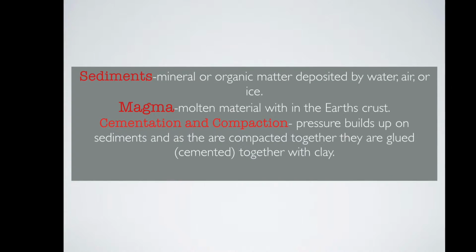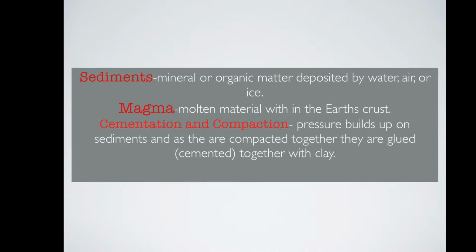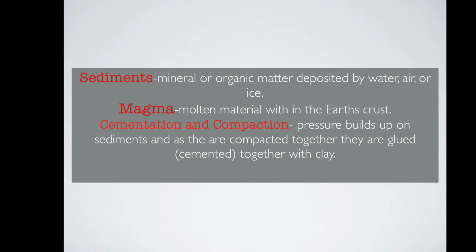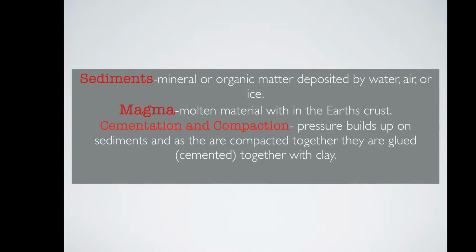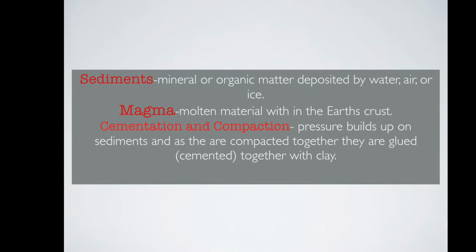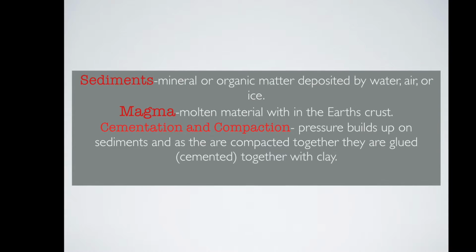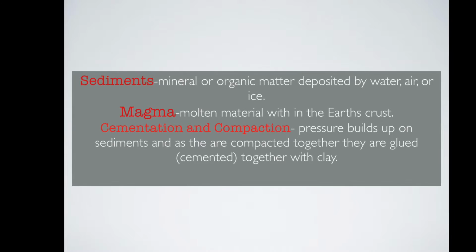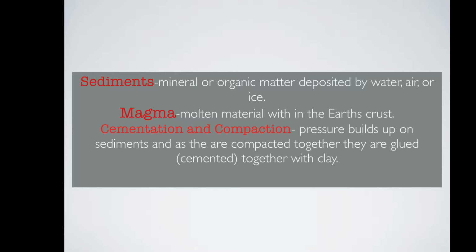Next, we have cementation and compaction. So this is where pressure builds up on the sediments and they're really compacted, or squished together, by so much pressure that they're glued by clay or mud. And of those, sediments and magma are both products of the rock cycle, while cementation and compaction is a process of the rock cycle.